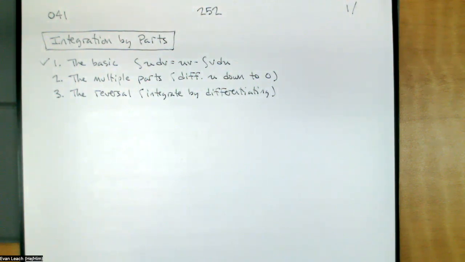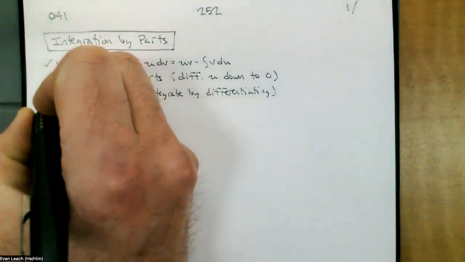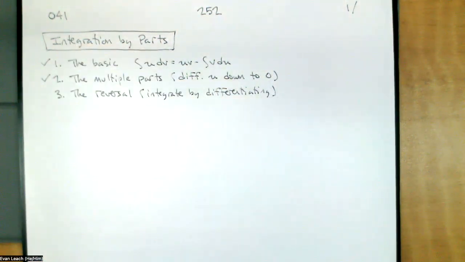When we recognize that we're going to do parts multiple times for one integral, the multiple parts is when we differentiate u all the way down to zero. Sometimes this is referred to as a shoestring method, but shoes aren't strung that way. So I refuse to call it shoestring method. And then today we want to talk about the reversal.